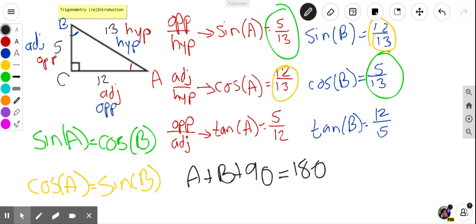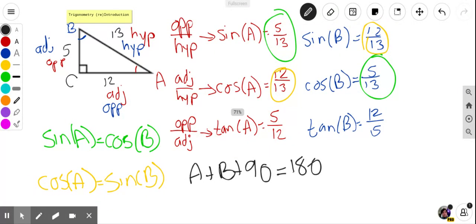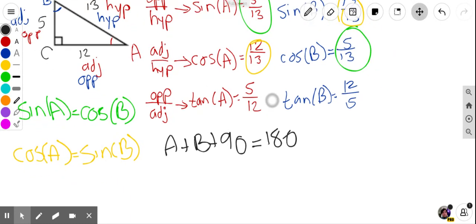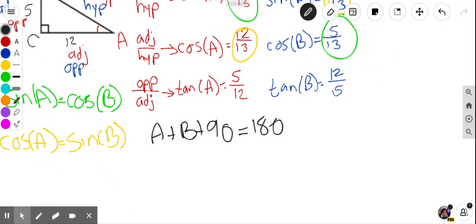because it's a right triangle. And if I manipulate this equation just a little bit, I can see that A plus B has to equal 90. So here's why that's important.